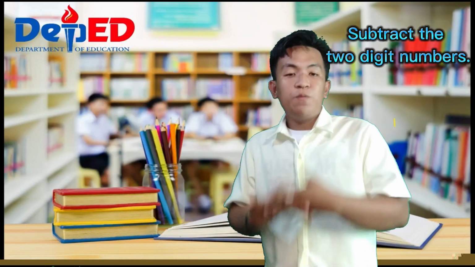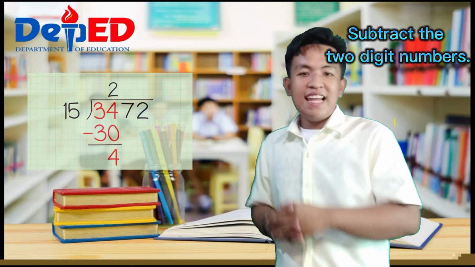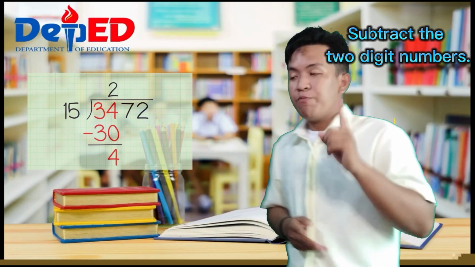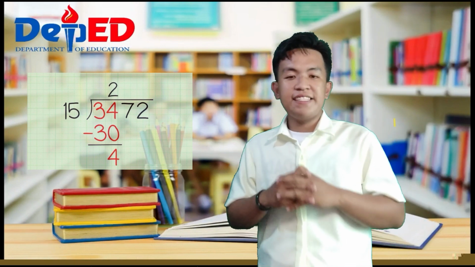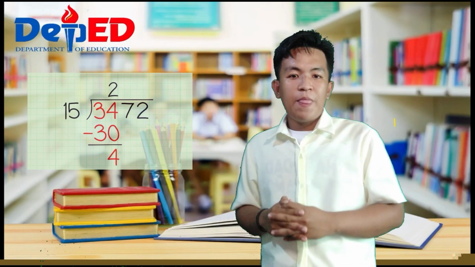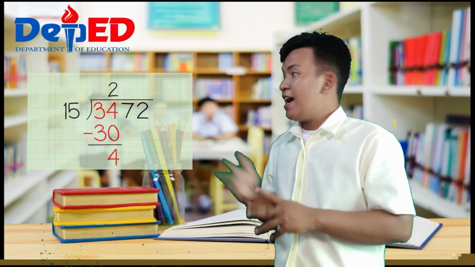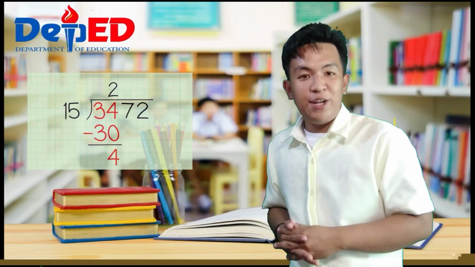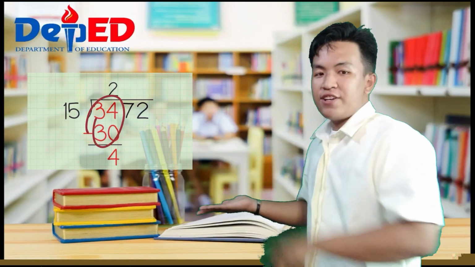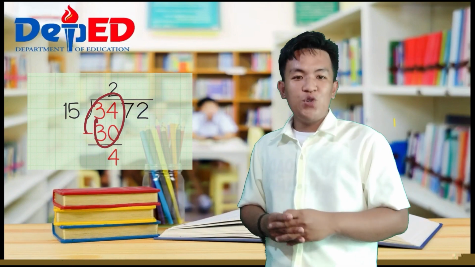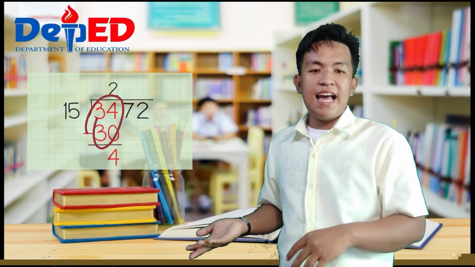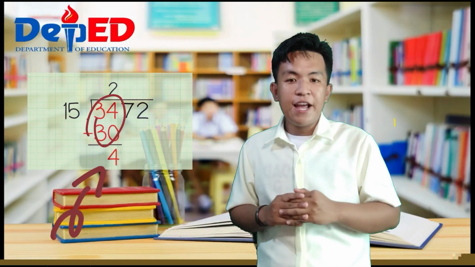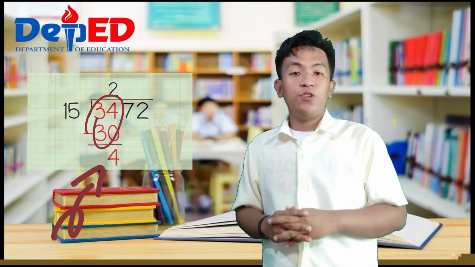The next step, subtract the two-digit numbers. The last thing you wrote, underneath the original larger number or part of it, treat this as a subtraction problem and write the answer on a new line underneath. So, we need to solve 34 minus 30 and write the answer underneath. The answer is 4. This 4 is still left over after we fit 15 into 34 two times.